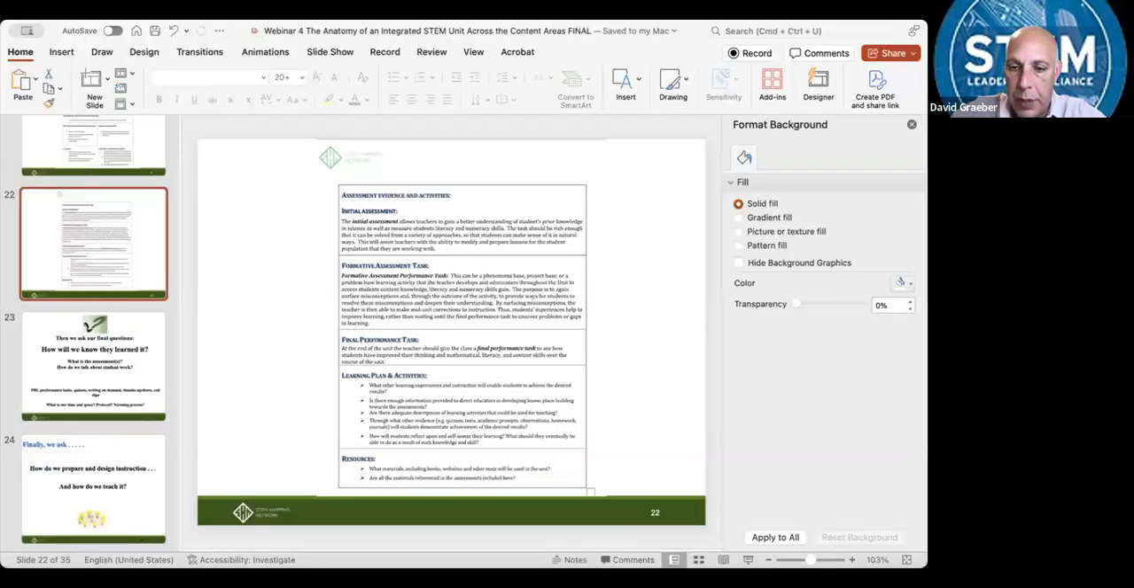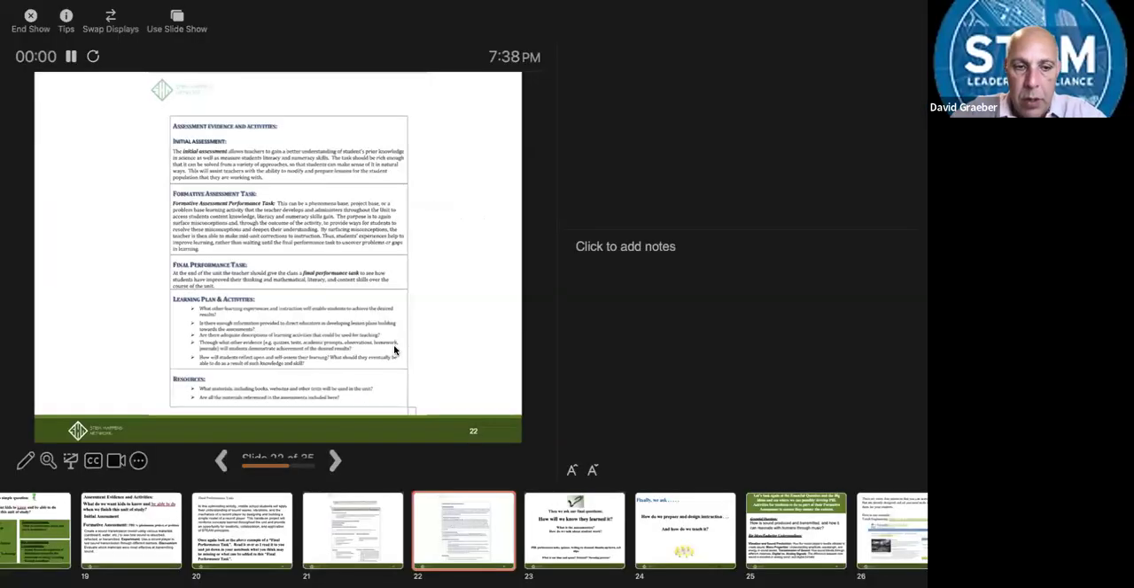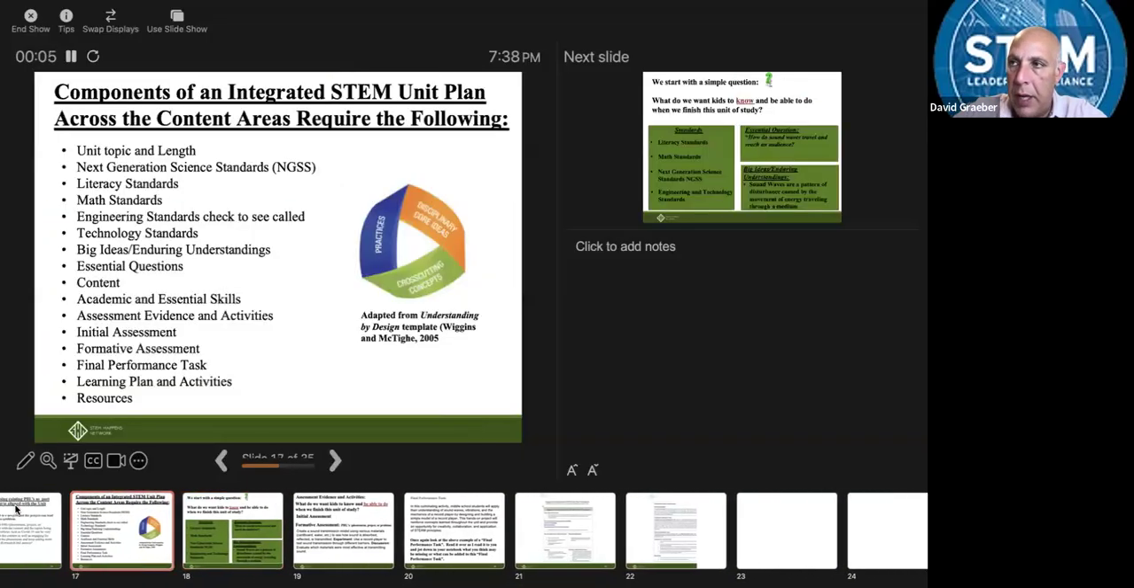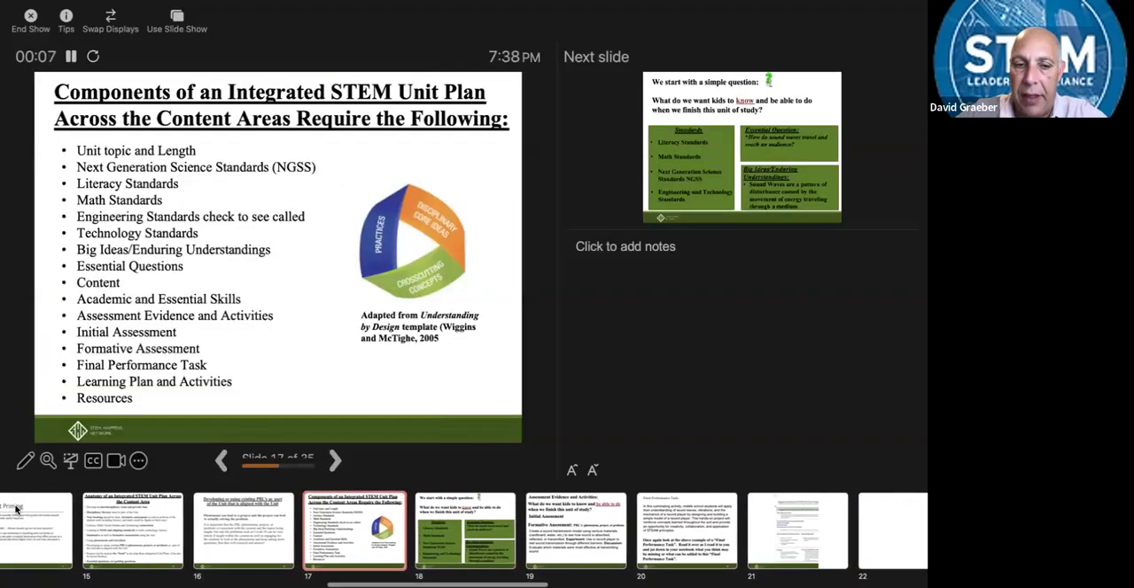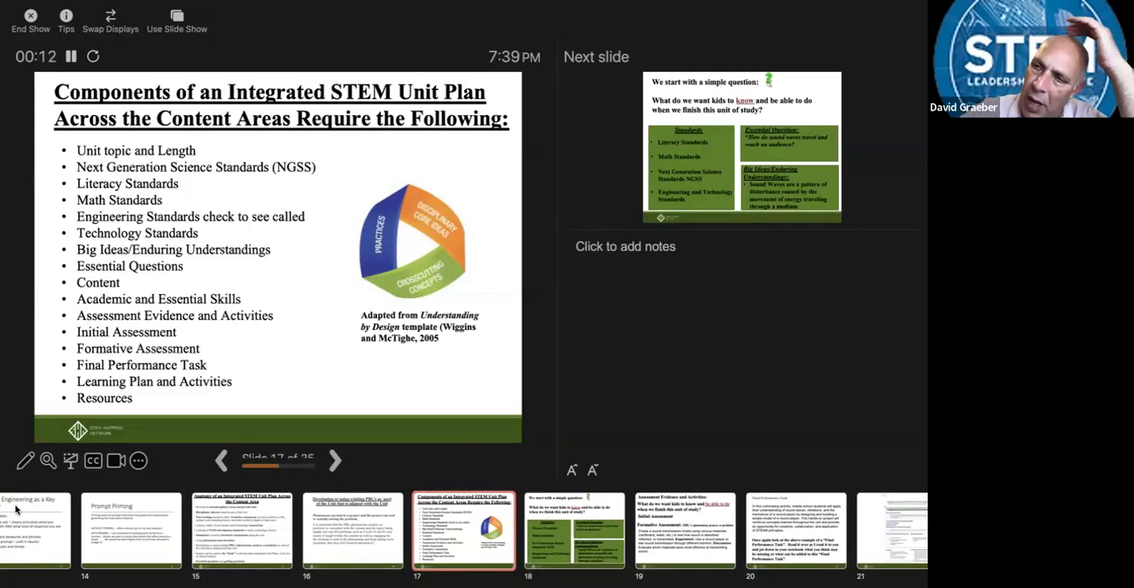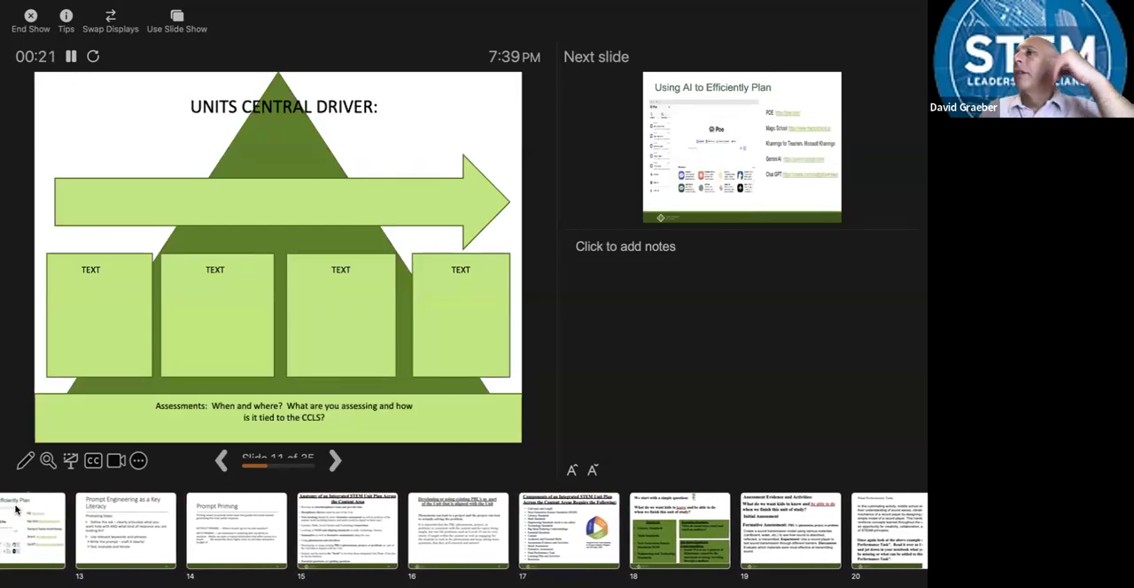Go back to the PowerPoint and continue. Okay, so this tool has all of these components, right? It has the unit, topic, and length. It has the space for the standards, the big ideas and enduring understandings, essential questions, content, academic and essential skills. But it all started back here, right?